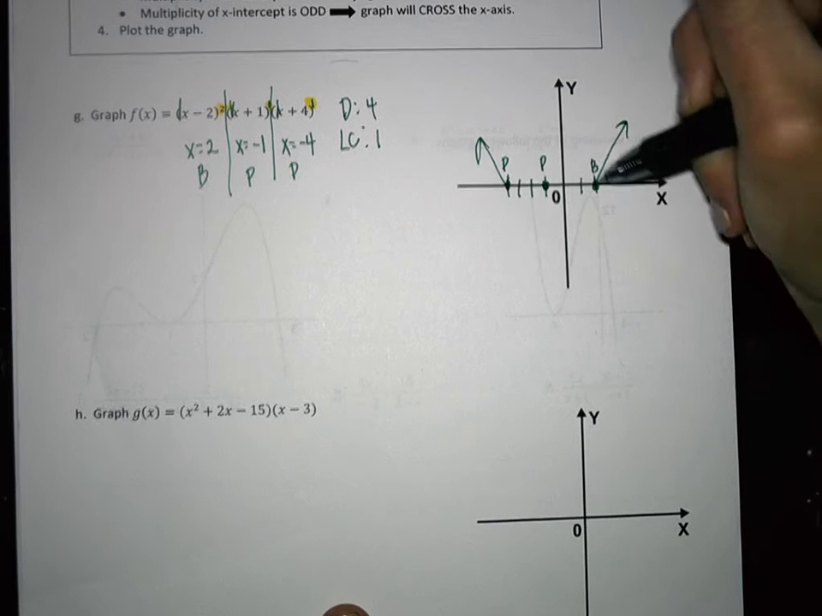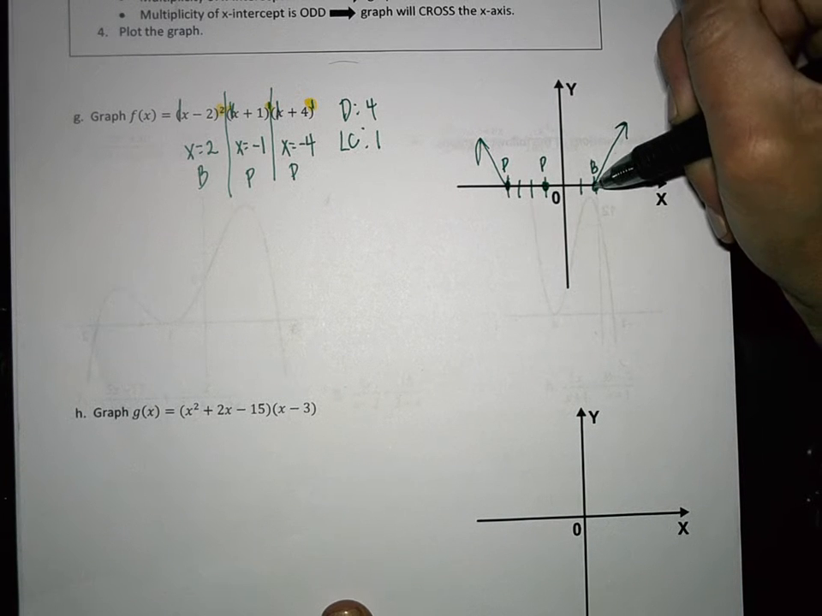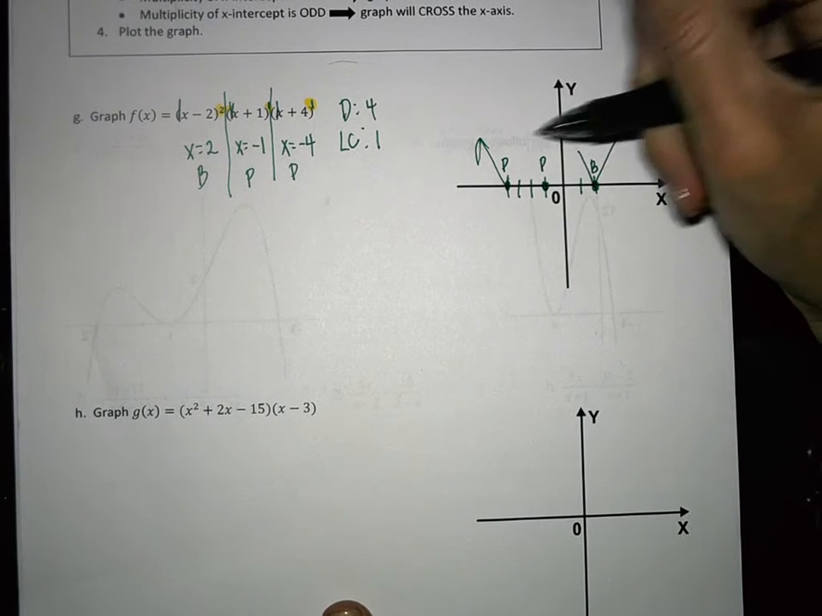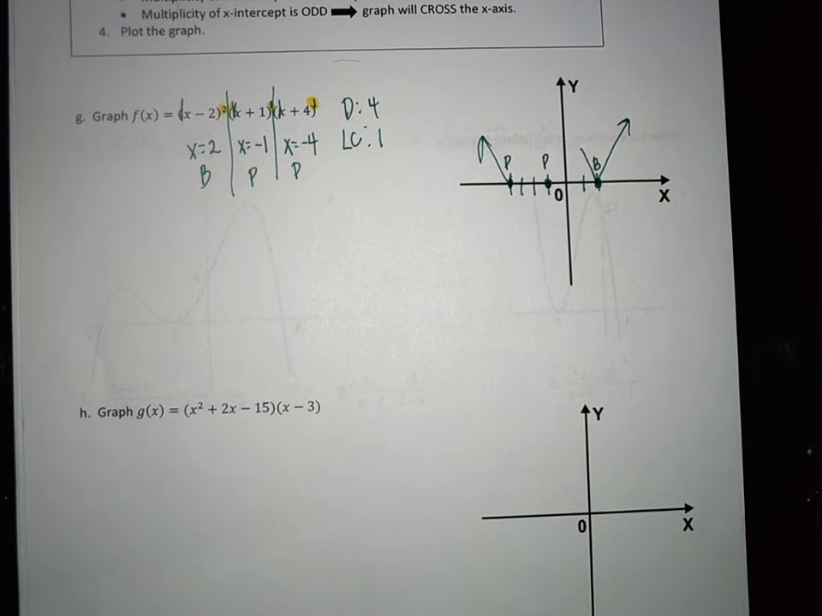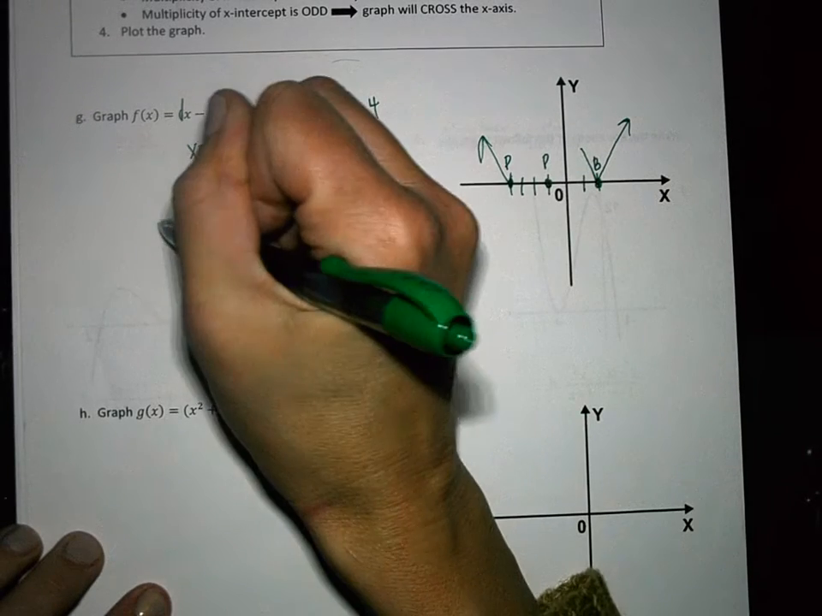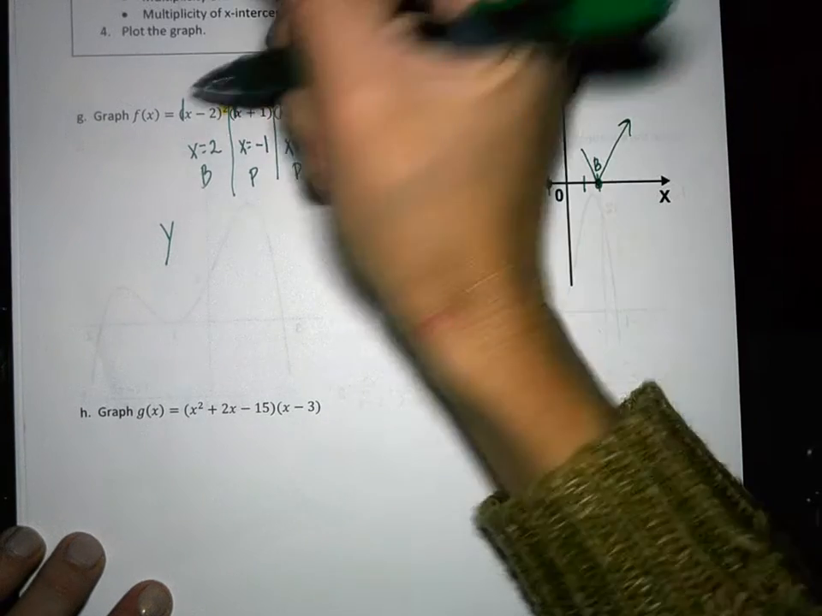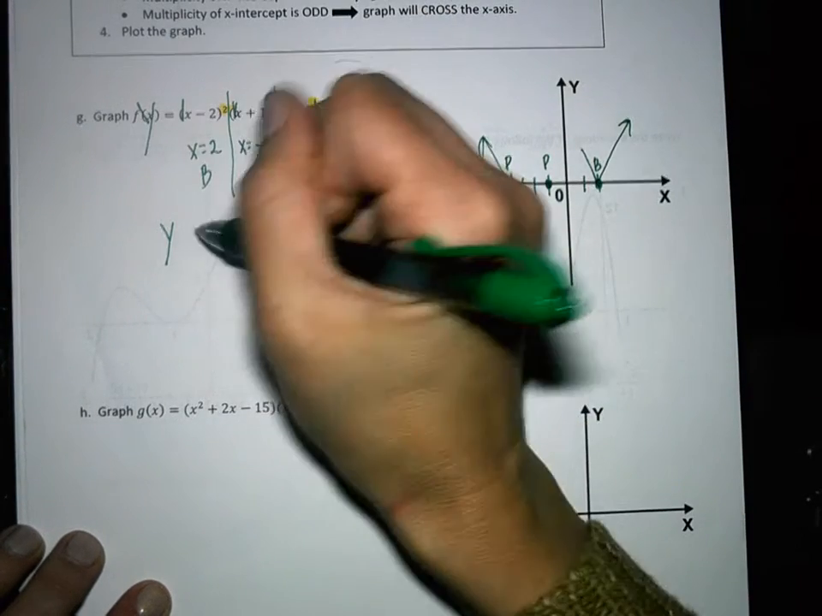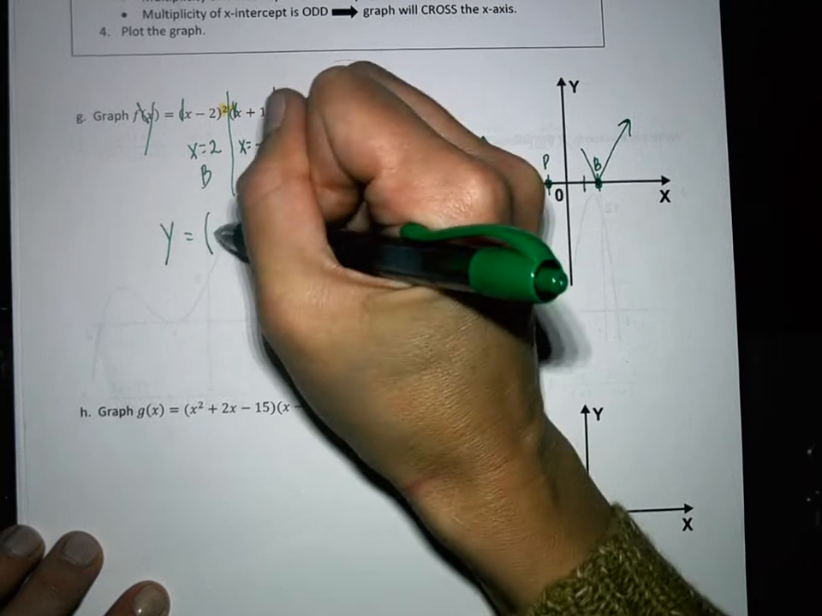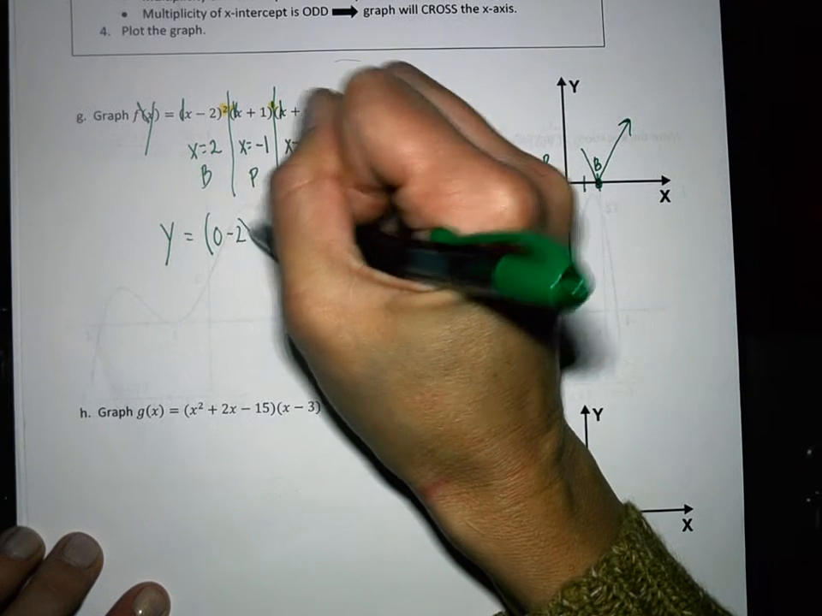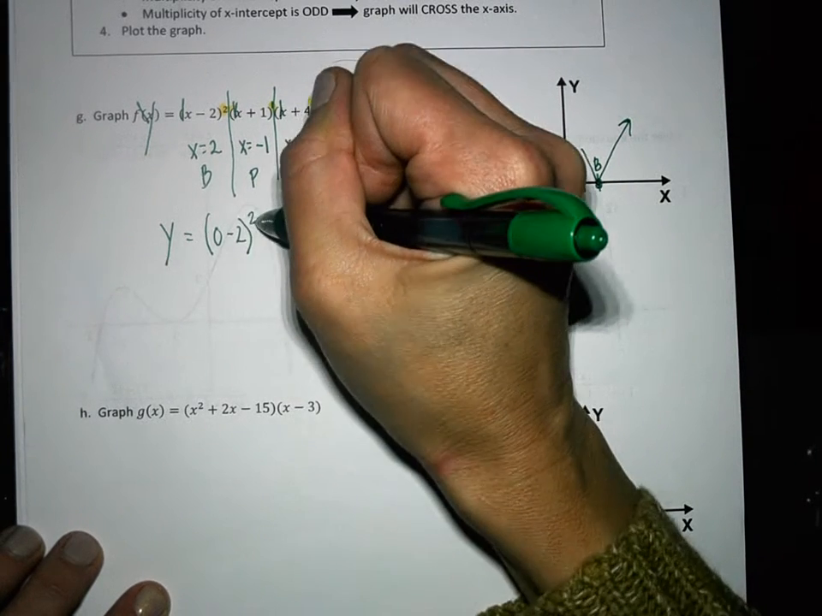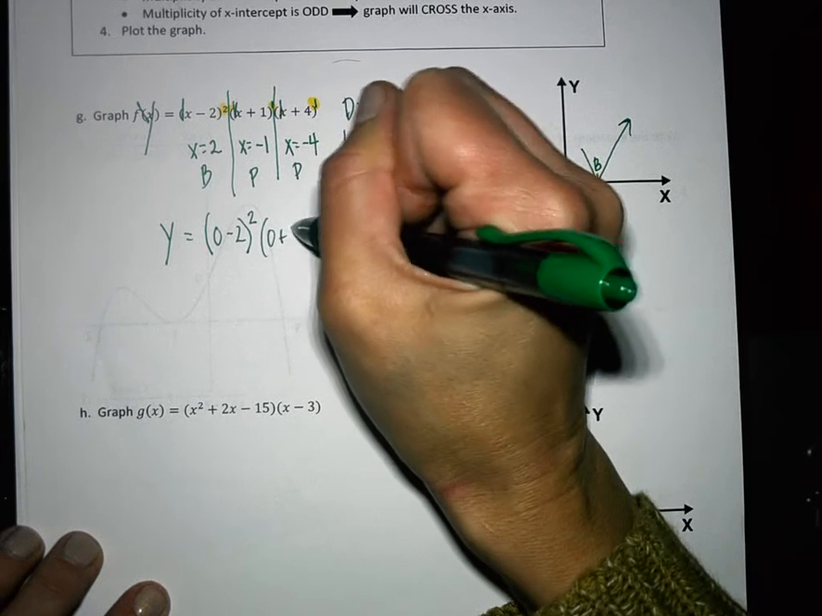This is a bounce, so it bounces and it comes up, but it looks like it's going to have to hit the y-axis, which means we need the y-intercept. Do you guys remember how to find the y-intercept? Perfect. You plug in 0 into the equation and solve for y. So instead of writing f of x, I'm just writing y equals, and then we go 0 minus 2, I'm plugging in 0 for x, 0 minus 2 squared, times 0 plus 1, times 0 plus 4.